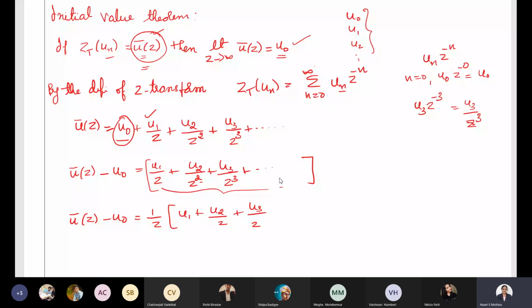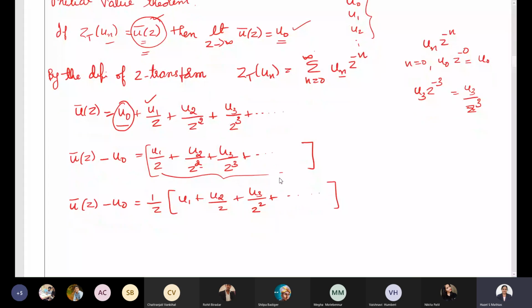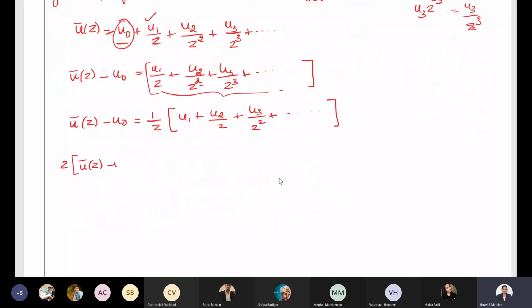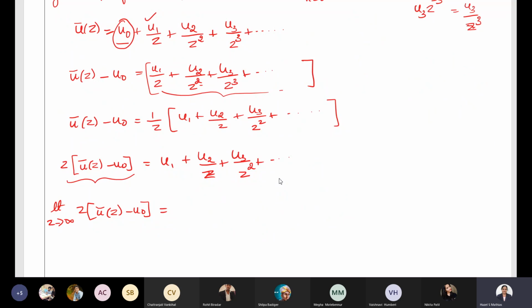Now cross multiply. When you cross multiply, you get z into u bar of z minus u naught equal to u1 plus u2 by z plus u3 by z square plus etc. Now apply the limit on both sides, where z tends to infinity. The left side will be z into u bar of z minus u naught. And what happens when you put z as infinity in this term?